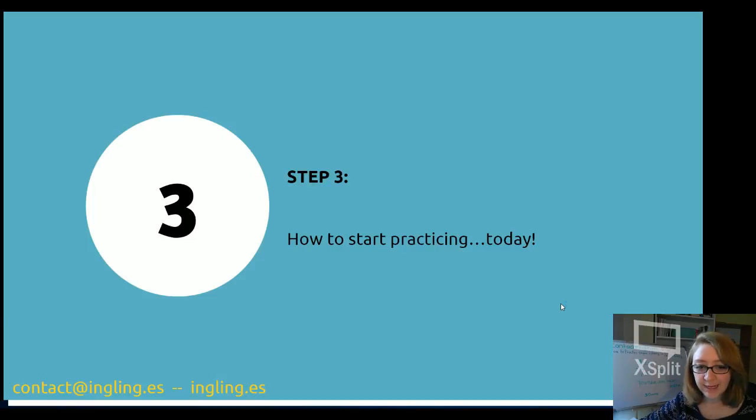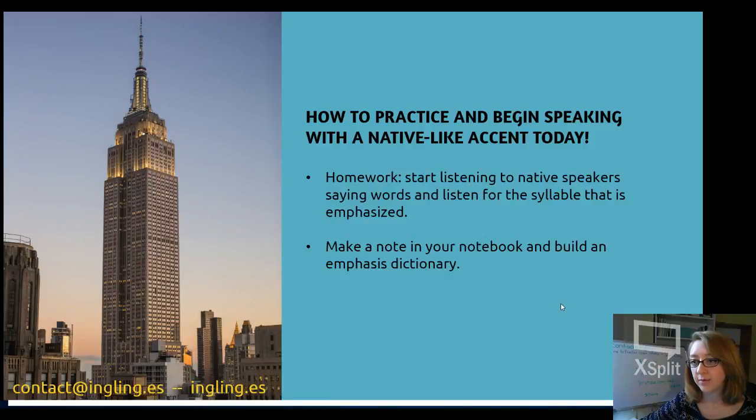Okay, and then step 3 is how to start practicing and how you can start today. So, your homework for tonight is to start listening to native speakers and saying words and listening for the syllable that is emphasized. Make notes in your notebook and build what you might call an emphasis dictionary. So, how is every word pronounced that you hear?